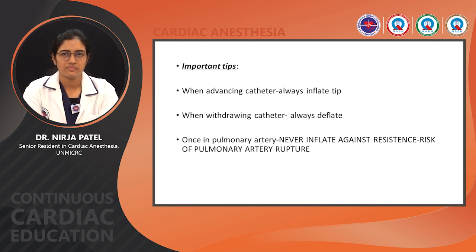There are some important tips while inserting or removing the catheter. First, when advancing the catheter, always inflate the tip so that the catheter will not get stuck in the wall. While withdrawing the catheter, always deflate the tip, otherwise it will damage the walls and other structures of the heart. Once in the pulmonary artery, never inflate the balloon against resistance, otherwise it will lead to pulmonary artery rupture.